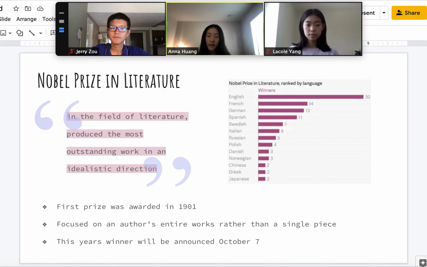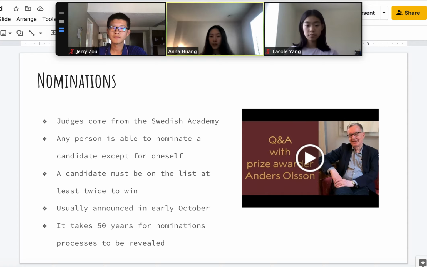And then the nomination process. So judges come from the Swedish Academy, and these are the people who will be judging each of the nominated candidates and their works, and they will be the people who finally make the decision on each winner. Any person is able to make a nomination and nominate a candidate, but they cannot nominate themselves. And if they see someone fit to the description I had previously said, then they can nominate them.